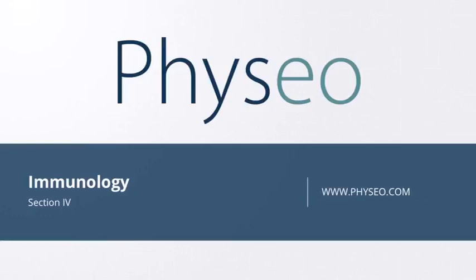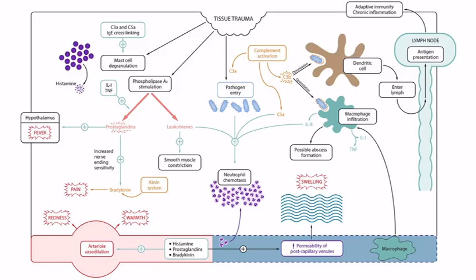Welcome to section 4 of immunology. In this section, we'll be discussing the kinin system. This is the overview image for acute inflammation.